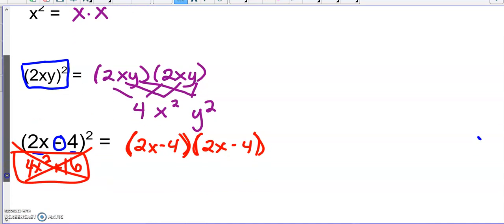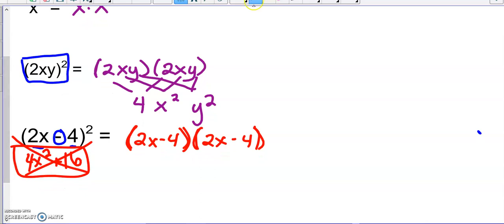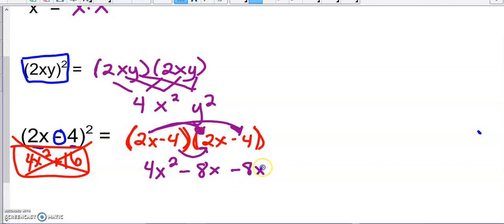Okay? And if we are going to solve this, we are going to do so by distributing. So I'll take 2x times 2x, which will give me 4x squared, but then 2x times negative 4, which will give me negative 8x. Now I'm on to my negative 4. I have negative 4 times 2x, which is going to be negative 8x. Not squared, negative 8x, sorry. And negative 4 times negative 4, which is going to be a positive 16.